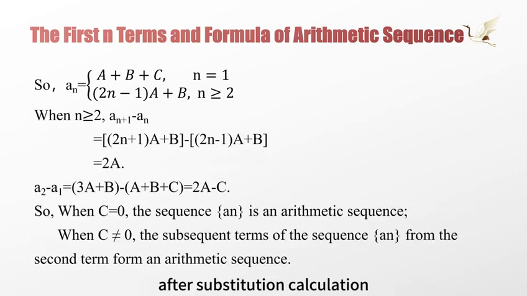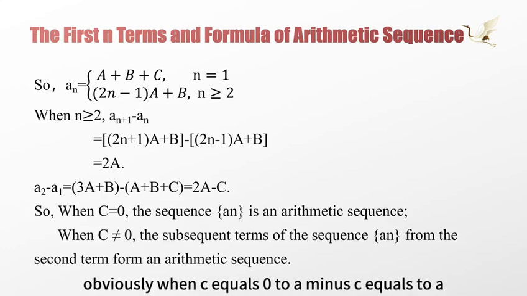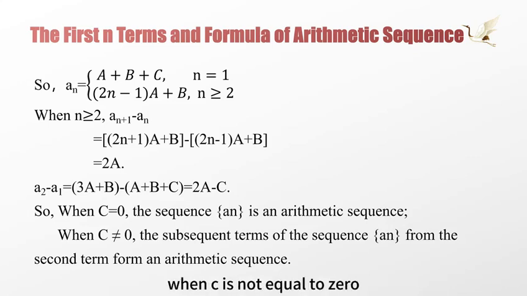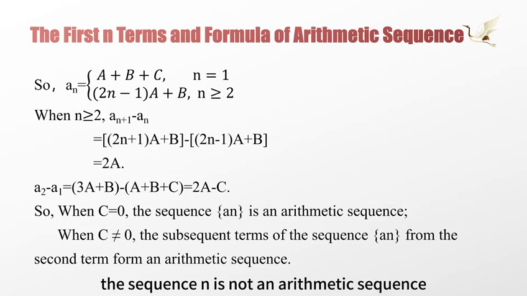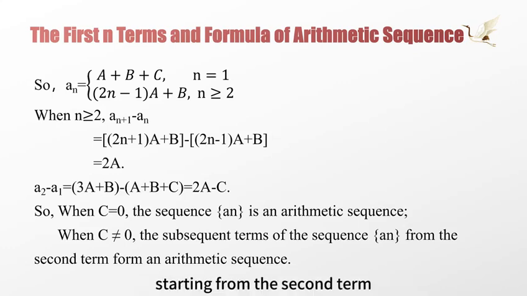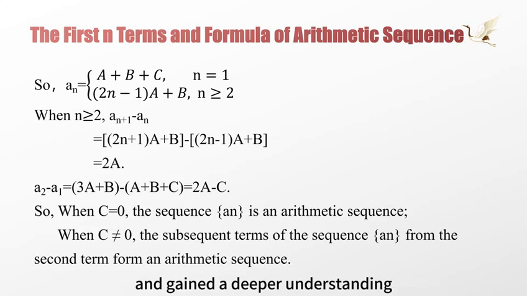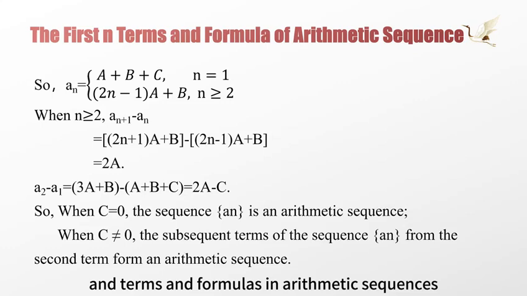After substitution and calculation, a_2 minus a_1 equals 2a minus c. Obviously, when c equals 0, 2a minus c equals 2a, so the sequence a_n is an arithmetic sequence. When c is not equal to 0, 2a minus c is not equal to 2a. The sequence a_n is not an arithmetic sequence, but the terms starting from the second term can form an arithmetic sequence. Thus, we have proven the correctness of the conjecture and gained a deeper understanding of the form and properties of the sum of the first n terms in arithmetic sequences.